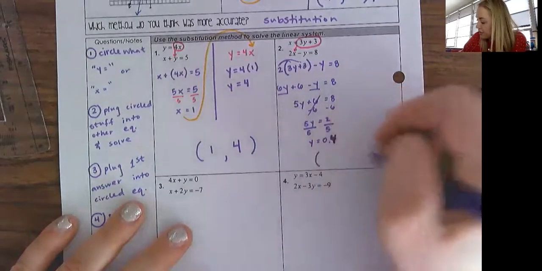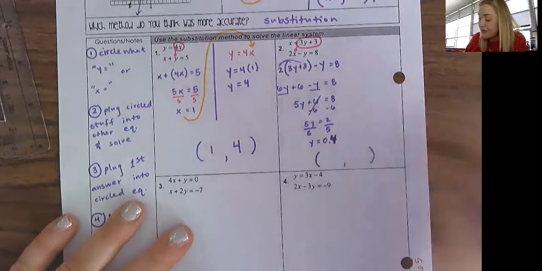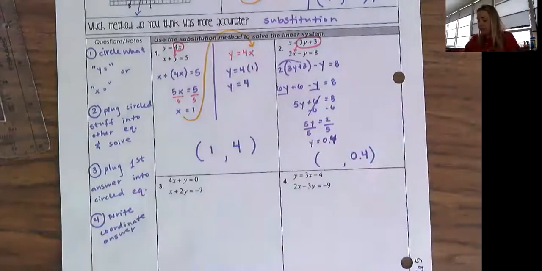So careful, that was not an x value. That was a y value. So where does that go in my solution? It goes on the right side, 0.4.